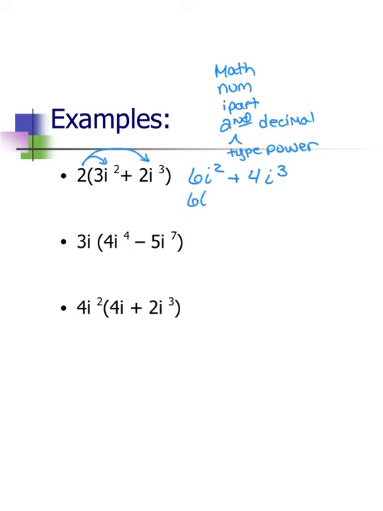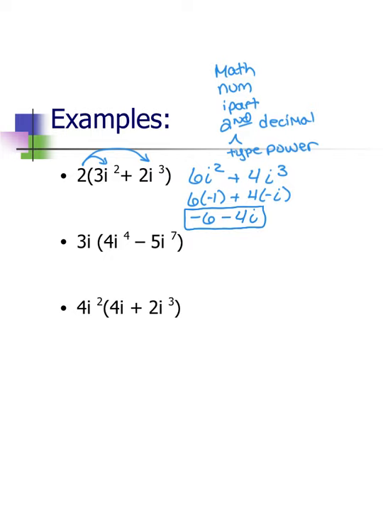So this becomes 6 times -1. And i to the third on the calculator is -i. Now if I simplify that, -1 times 6 is -6. And then 4 times -i is -4i. That is your answer.